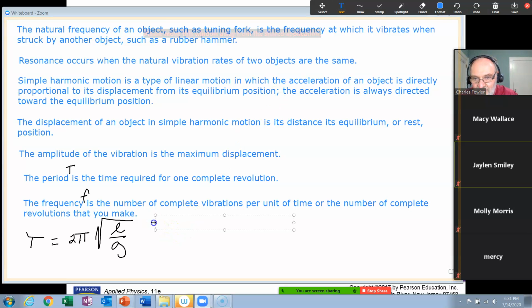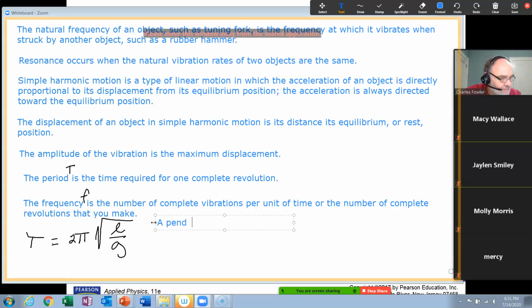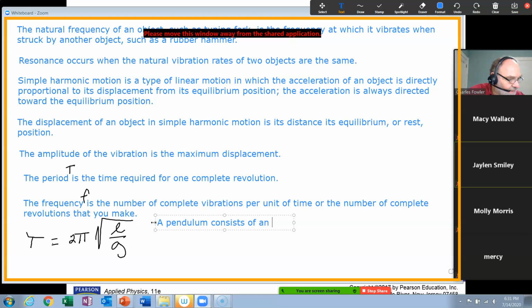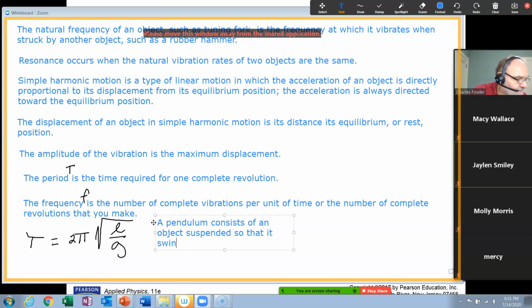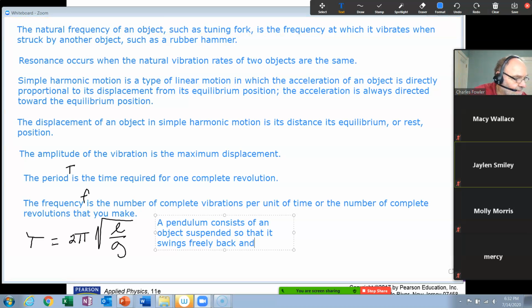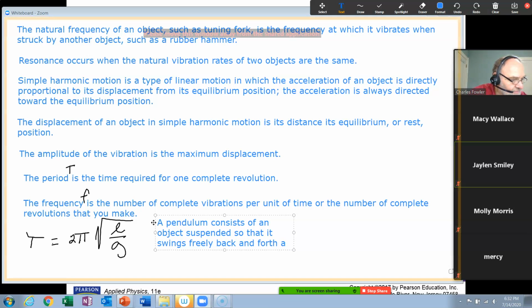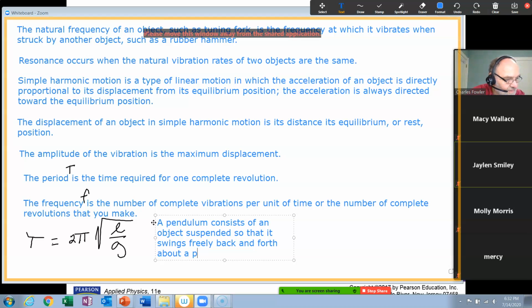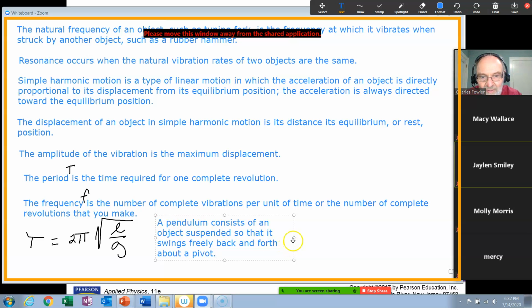Okay, so here's the definition for pendulum. A pendulum consists of an object suspended so that it swings freely back and forth about a pivot. Okay, and that's what I was showing you in the picture.